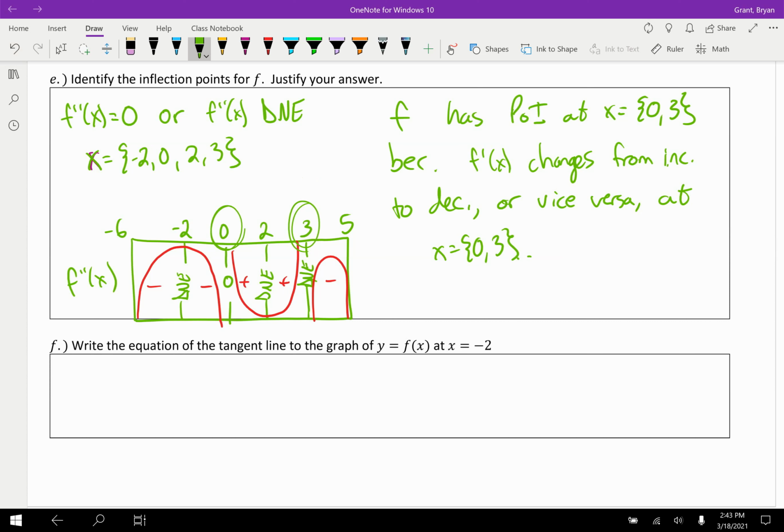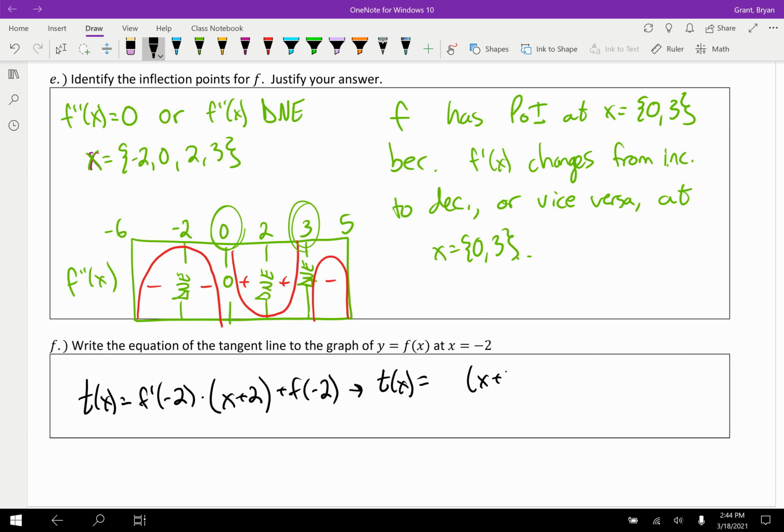Last but not least, write the equation of the line tangent to the graph of y equals f of x at x equals negative 2. Tangent line, we can do that. We're experts by now. T of x equals, we need to find the derivative, f prime at negative 2, that'll give us our slope, times x, 2 negatives make a positive, plus 2. Then we need an output of f of negative 2. Nothing bad here. f of negative 2, I think that's 7. That's given to us. We've used that a bunch.